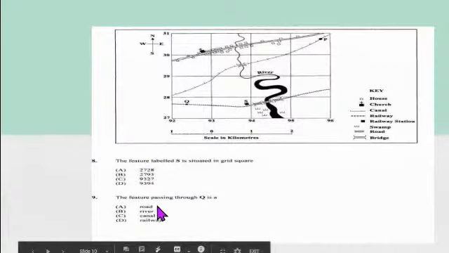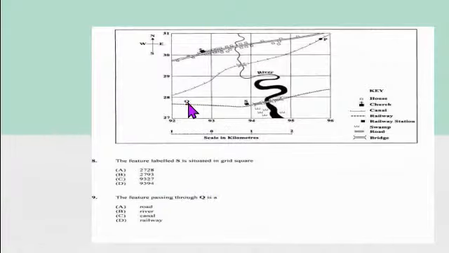And number nine, the feature passing through Q is right here. The feature that is passing through, if you don't always know what these things represent, remember that's what your key is for. So you come over here and it looks like our railway. So the answer for number nine would have been letter D.